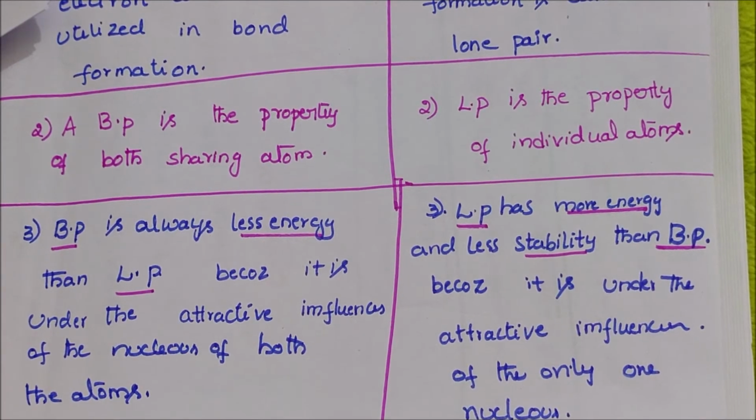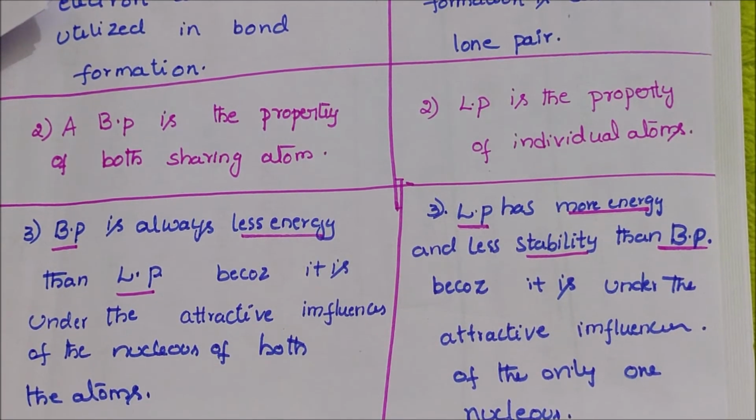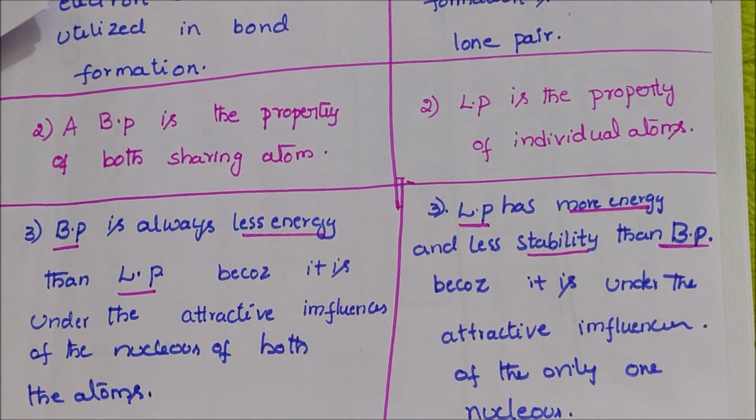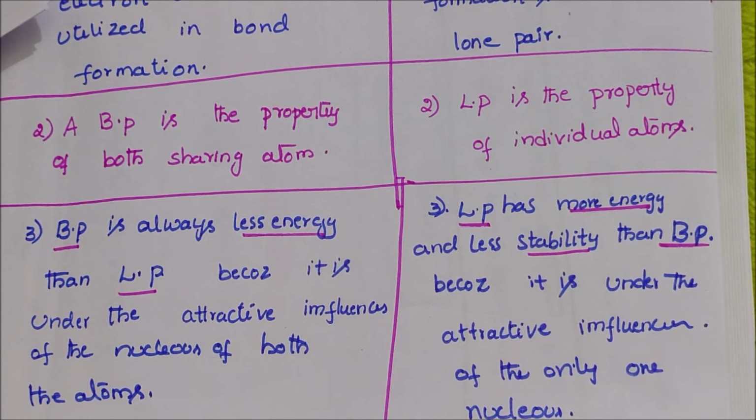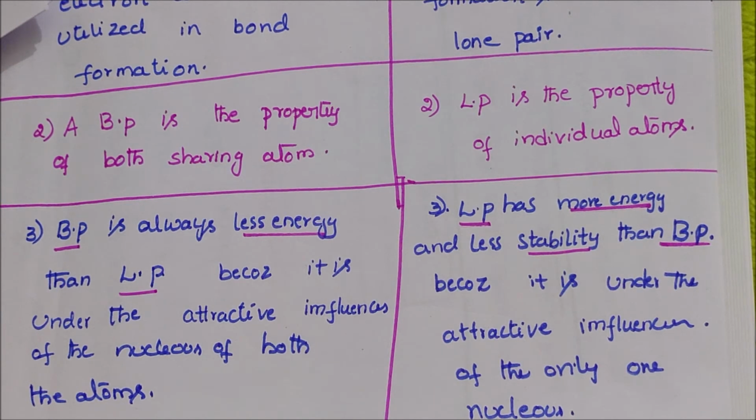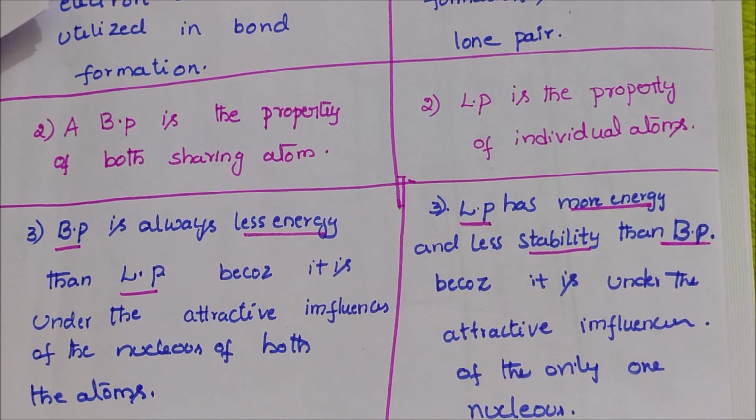And the third difference is that a bond pair always has less energy than a lone pair. Why does a bond pair have less energy than a lone pair? It is under the attractive influence of the nuclei of both the atoms. That's why a bond pair always has less energy than a lone pair.